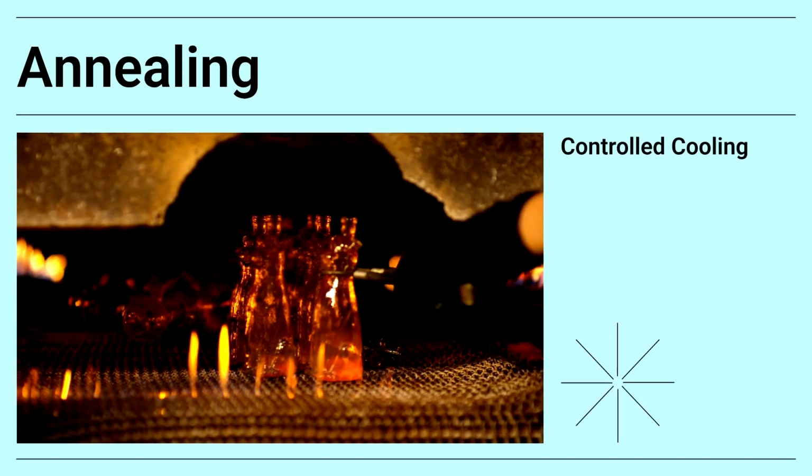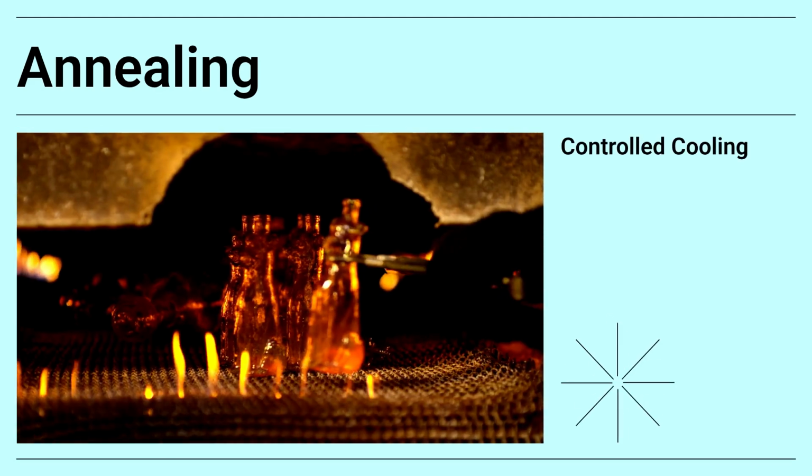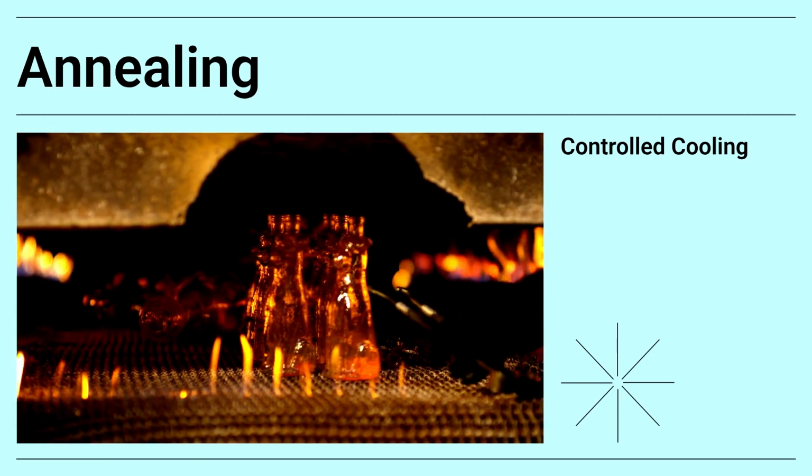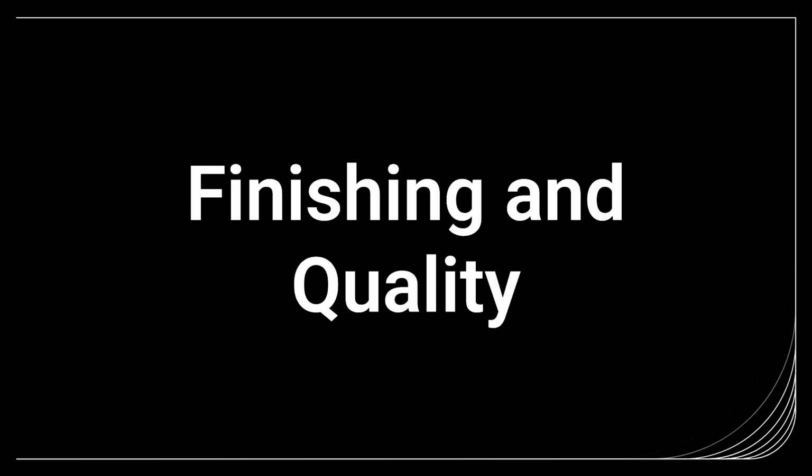Next, the glass enters the annealing layer, a long oven that slowly and precisely cools the glass to relieve internal stresses, preventing it from cracking or shattering later. Once cooled, the solid glass ribbon moves on to the final stages of processing, where it is cut, shaped, and rigorously inspected.